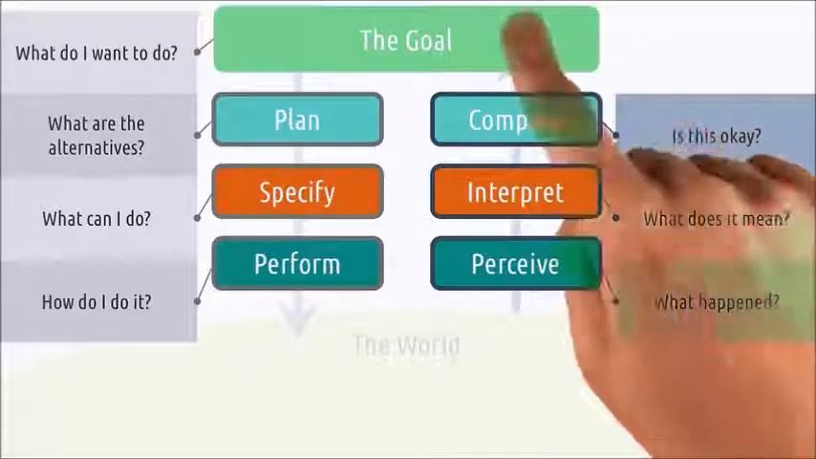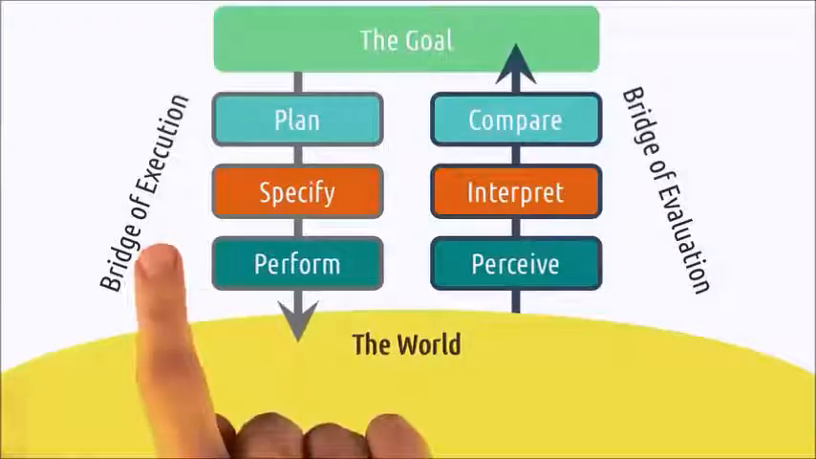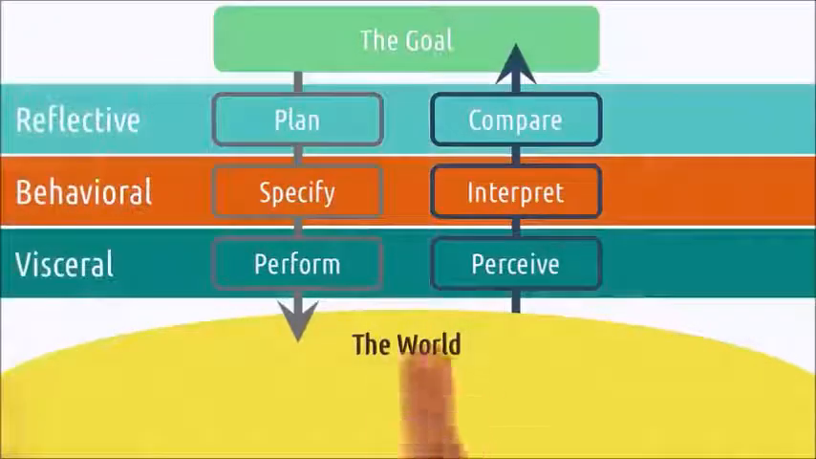Comparing involves going back to the original goal that the user had. Norman also further articulates this by breaking the process into phases that span both execution and evaluation. Closest to the world, he has the visceral phase, which is the actual physical activity or the raw perceptions.